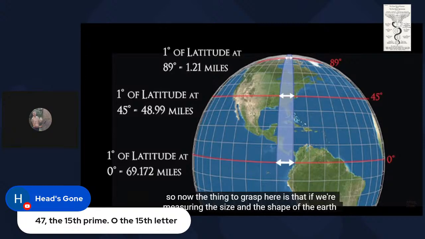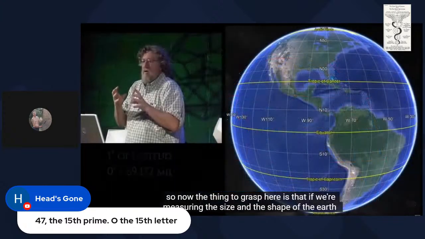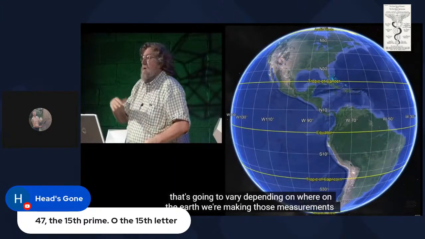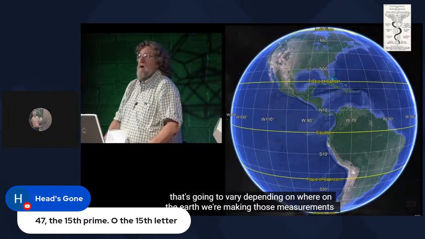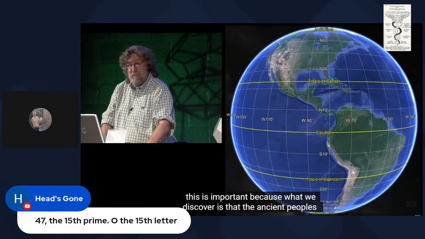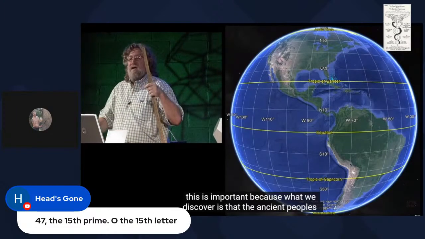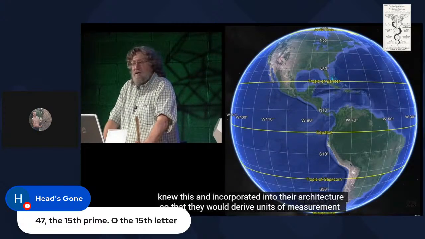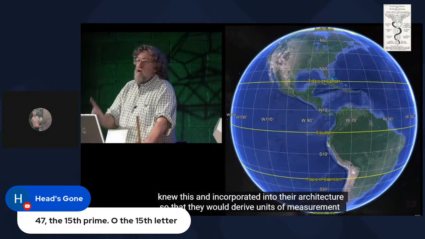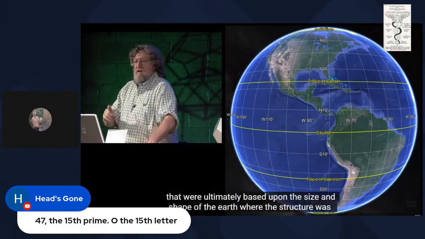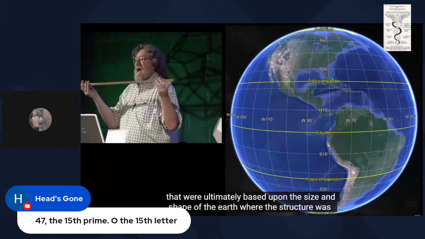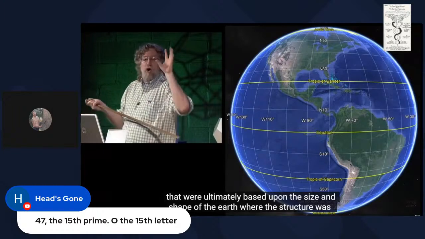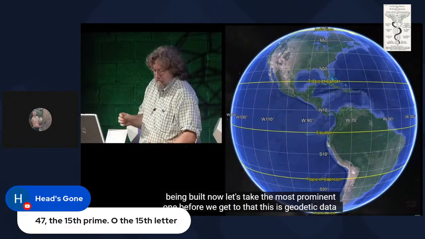So now the thing to grasp here is that if we're measuring the size and the shape of the Earth, that's going to vary depending on where on the Earth we're making those measurements. This is important because what we discover is that the ancient peoples knew this and incorporated it into their architecture so that they would derive units of measurement that were ultimately based upon the size and shape of the earth where the structure was being built.